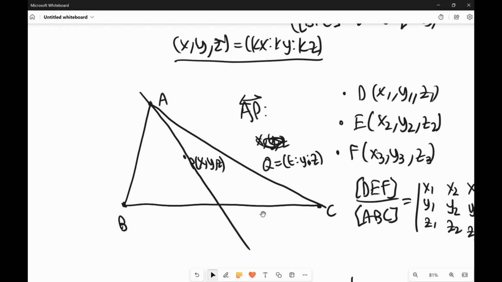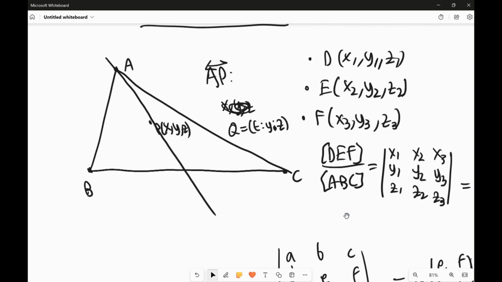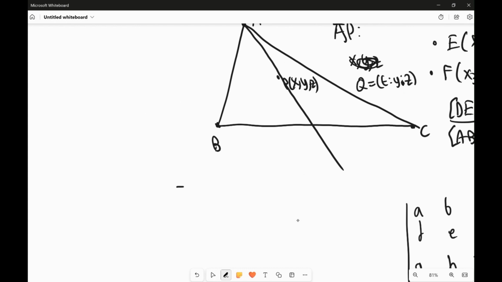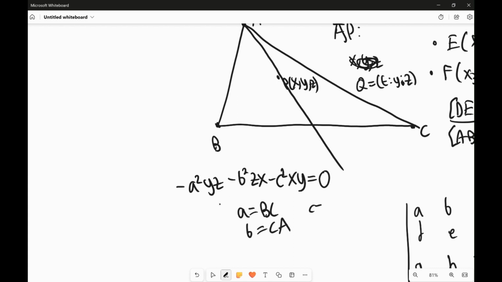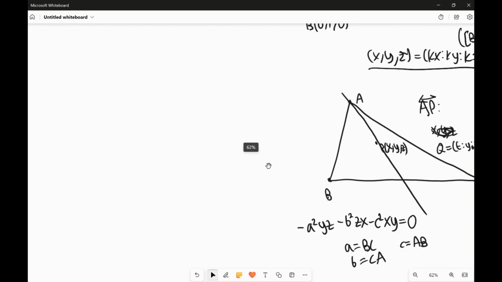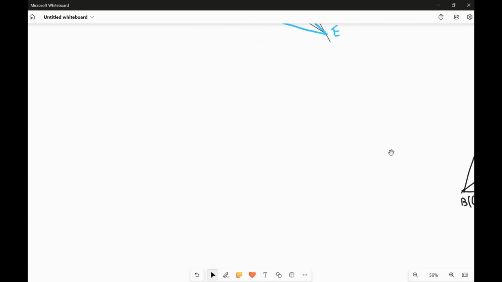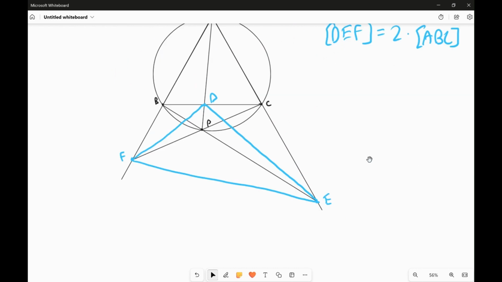So these are... and there's actually another fact. The circumcircle is given by the equation negative a squared yz minus b squared zx minus c squared xy is equal to 0, where a is equal to bc, b is equal to ca, and c equals ab. So enough with the required concepts, let's get to solving the problem.